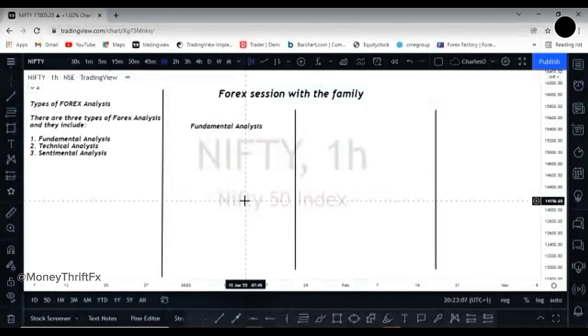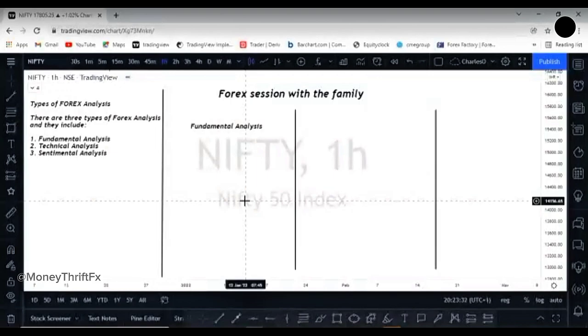So you can look at the market in the fundamental style or in the technical style or the sentimental style to be able to determine where possibly the market can buy from. There are just different ways of viewing or approaching the market so as to be able to determine turning points in the market. That's what I mean by turning points: where the market is going to sell from or where the market is going to buy from. So these are the only three types of forex analysis we have.